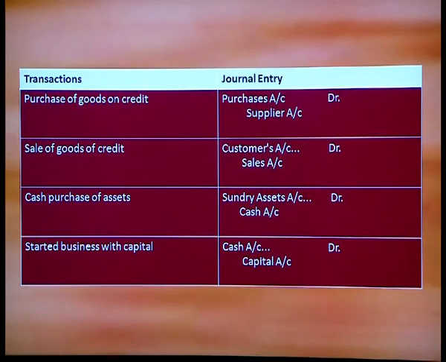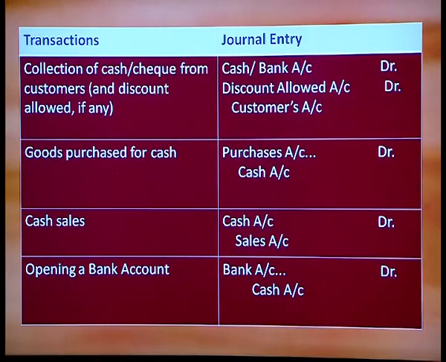Started business with capital. Cash account is increasing as an asset. Cash is increasing, so it is debited. Capital, when increases, it is credited. So, cash account debit to capital account. Collection of cash from customers. Cash account debit to customers account. Collection of check from customers. Bank account debit to customers account.